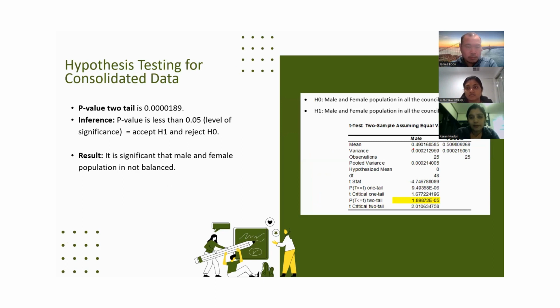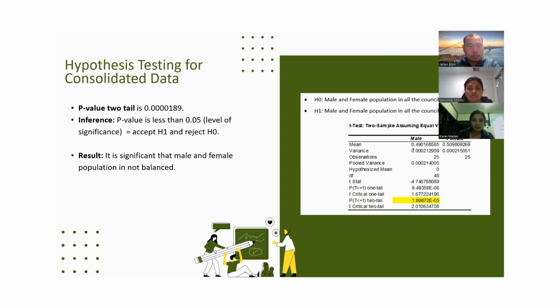So going ahead, since we have established that the variance is equal, we conducted a t-test assuming equal variances. The p-value is less than 0.05, so we accept the alternate hypothesis and reject the null hypothesis. So as a result, it is significant that male and female population is not balanced if we take the data as a whole. So to study each of the populations, we further dive down to each of the councils.